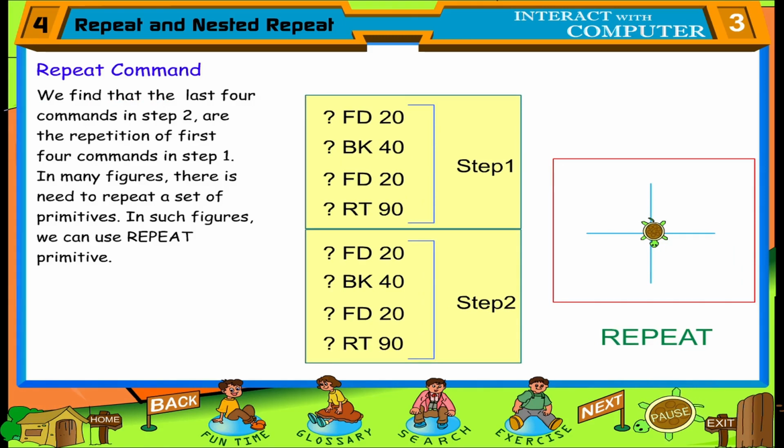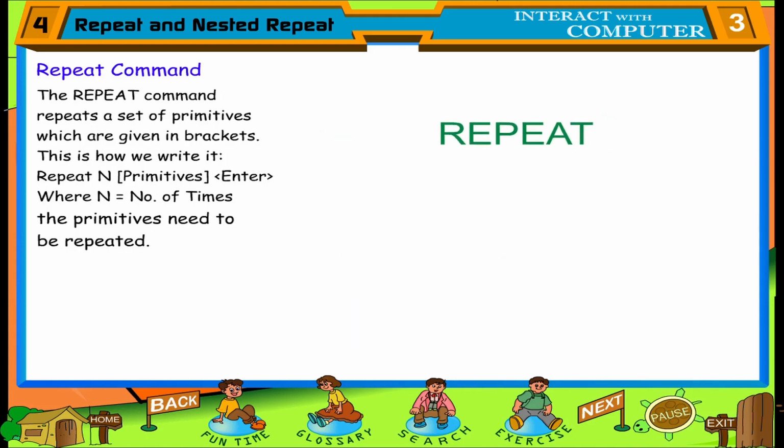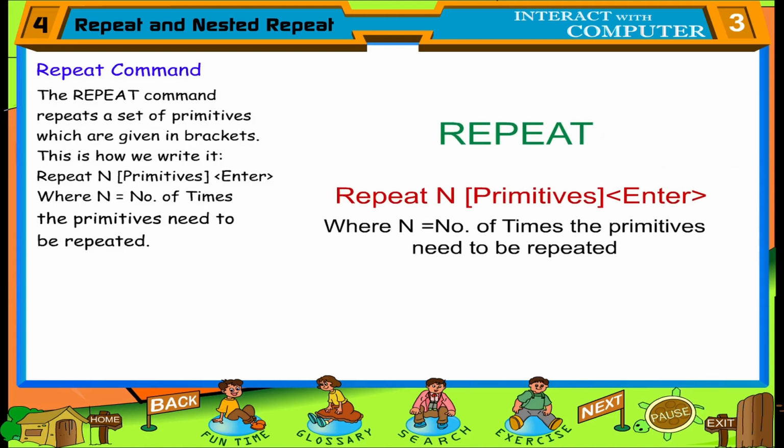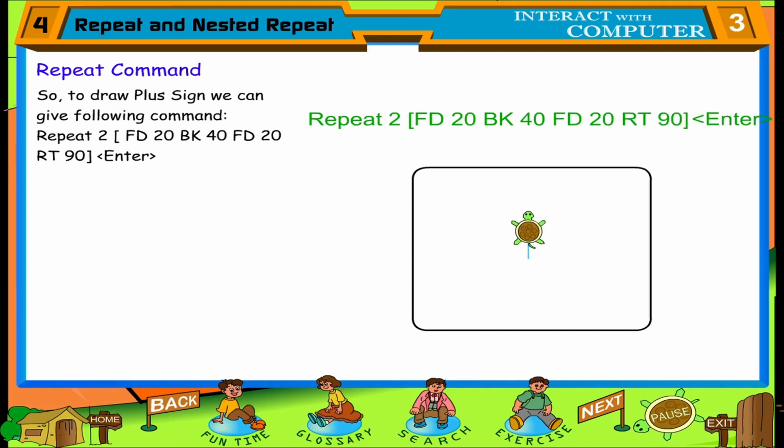In such figures, we can use the repeat primitive. The repeat command repeats a set of primitives which are given in brackets. This is how we write it. Type repeat, n, primitives in a bracket and press enter, where n is equal to the number of times. So, to draw a plus sign, we can give the following command. Repeat space 2 space in a bracket FD 20, BK 40, FD 20, RT 90 and then press enter.